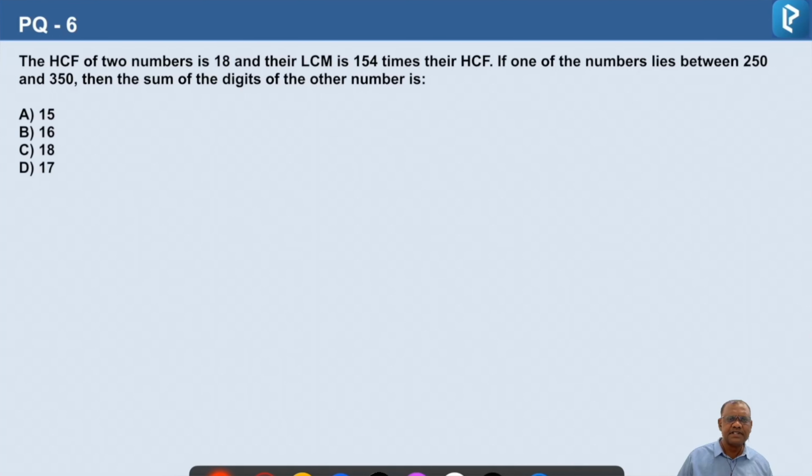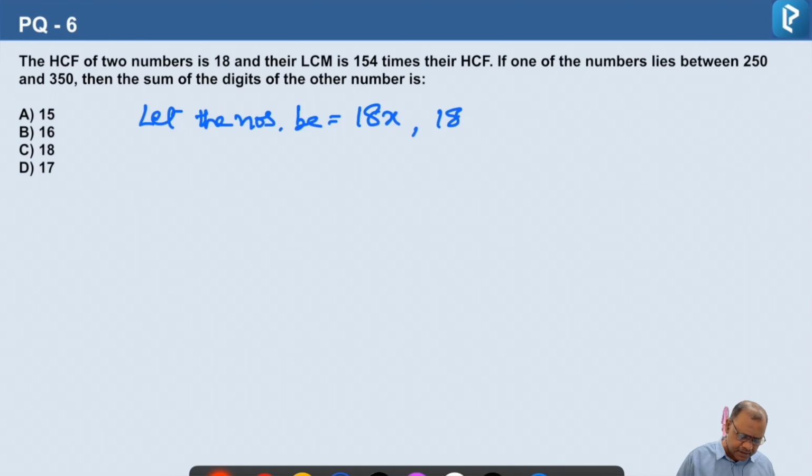So if HCF is 18, then 18 is common for both the numbers. So let the numbers be 18x and 18y, because 18 is the HCF. So 18 lies in both of the numbers. x and y are co-primes, so they don't have any HCF. Their HCF is 1, because the common factors are already taken out.